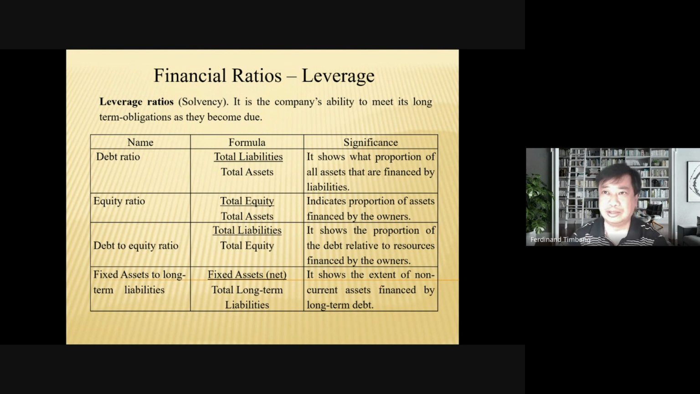So, we have the leverage ratio. It is also sometimes called solvency. When we say solvency, this time we're talking about long-term obligations, our capacity to pay long-term obligations. So we have here the debt ratio, equity ratio, and debt to equity ratio. Our debt ratio is total liabilities over total assets, then total equity over total assets, and total debt to equity is liabilities to total equity. So those are the formulas.